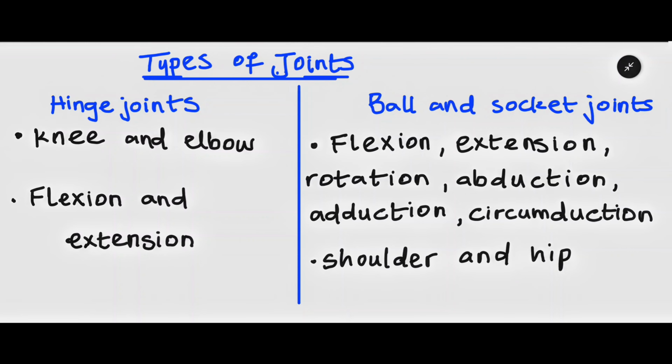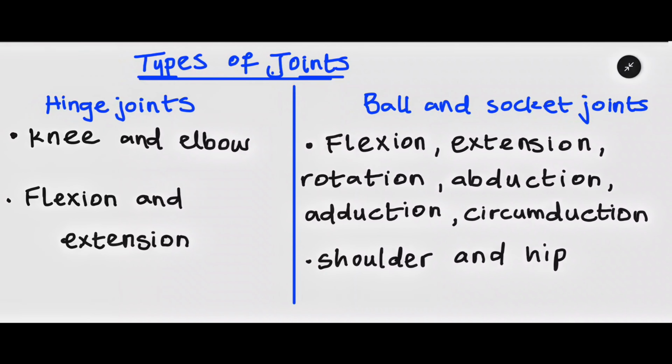Now, for the ball and socket joints, these joints allow flexion, extension, rotation, abduction, adduction, and circumduction, and they can be found at the shoulder and at the hip. Okay, let's break this down with examples.